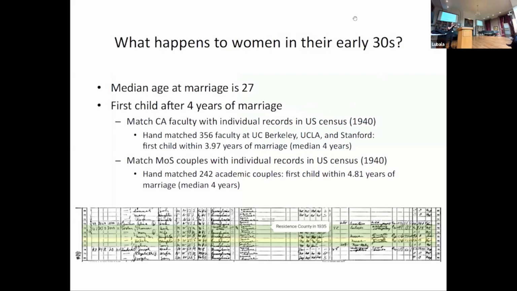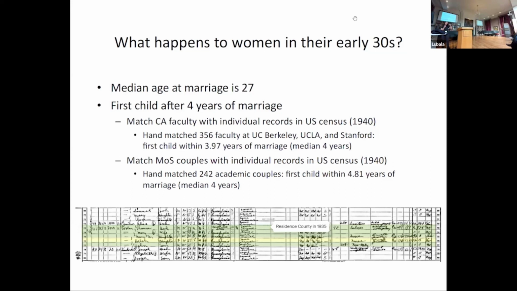But to actually know when the children are born, I have to do the extra step of matching the scientists with their individual census records. It's harder to do for women, so we have to do this by hand, and we're also always going to lose people. So we do this two ways. We take the entire faculty of universities in California. We hand match Berkeley, UCLA, Stanford, and UC Davis with the census record. Then we see how long it is before the average scientist has their first child. It's 4 years after marriage, with a median of 4 years.